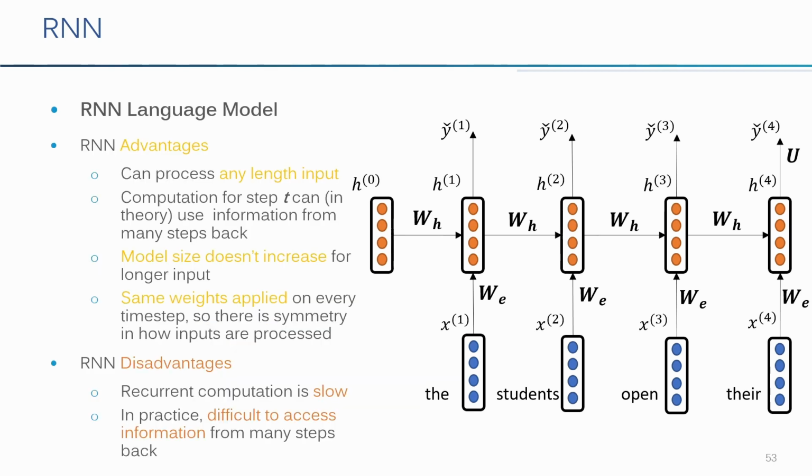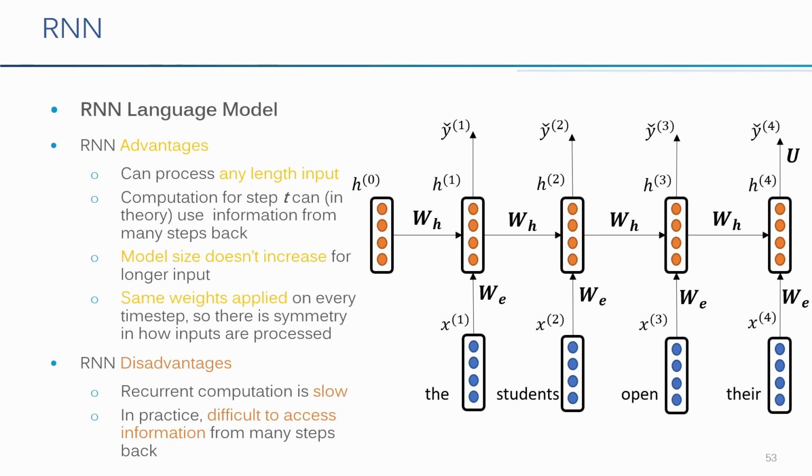Oh yeah, advantages and disadvantages. So we can process any length input, and this is kind of good and bad in a way. The computation for a step T can, in theory, use the information from many steps back. This is awesome. It carries a problem, but we'll talk about this problem in the next class. The model size does not increase for longer input, because at inference time, and also in training time, you're doing this one step at a time. And the most important thing is that the same weights are being applied, as we talked before, over and over again. So now we don't have any more independent weights.